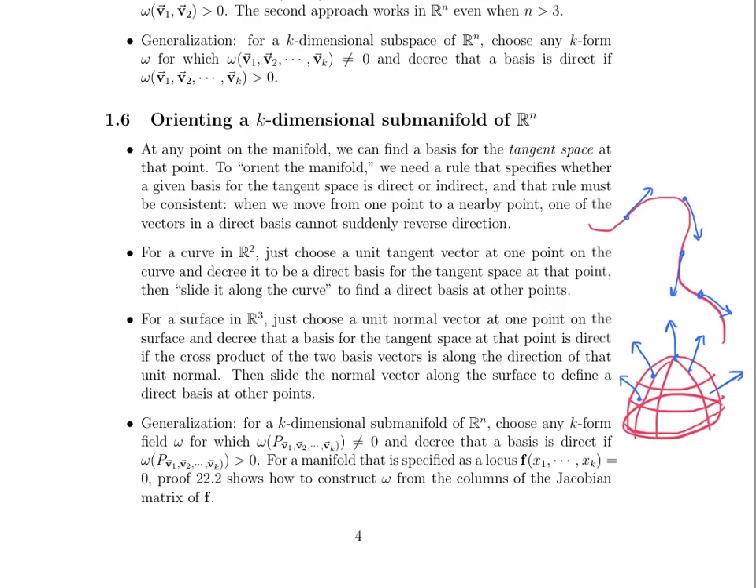And for a manifold that's specified as a locus of a function, that should be a big F, I will change that in the notes, we can show, in proof 22.2, how to construct that desired form that will adequately test whether a basis is direct or indirect.